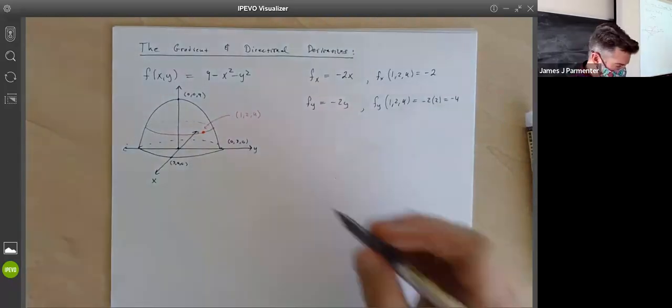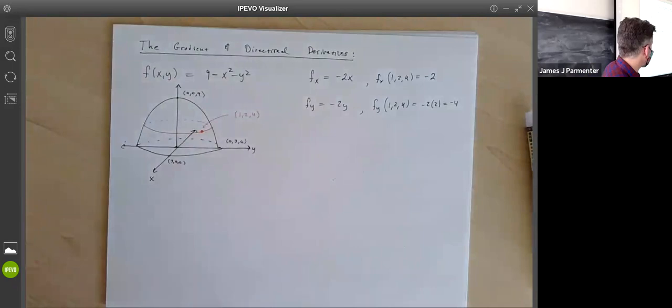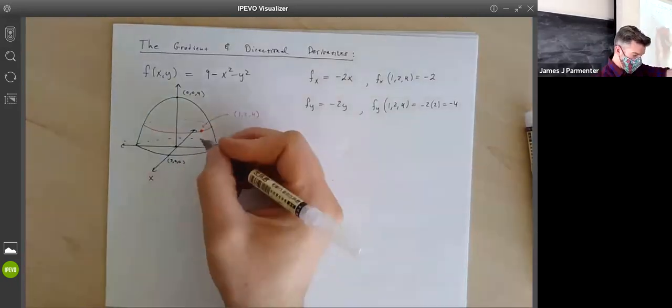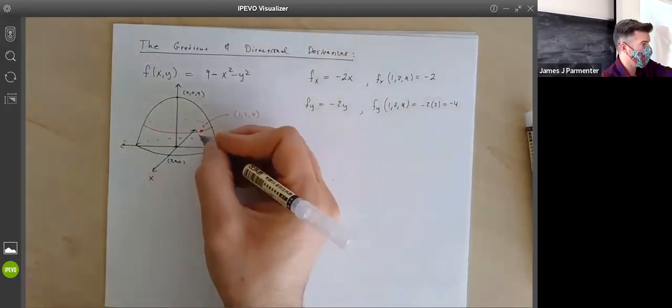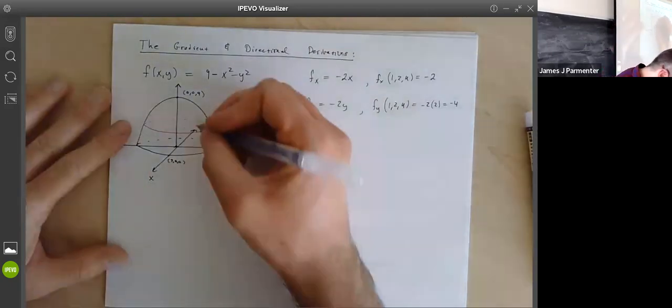So what we're saying at that point is that if you traveled purely in the x direction, you'd be traveling in the direction where your slope was negative 2. Specifically, when I say traveling in the x direction, I mean the positive x direction. If I move from left to right on the xy-plane, or in this setup, I'm moving towards you. If I'm sitting at this point on the front side of the mountain and I move towards you, I'm going down the mountain.